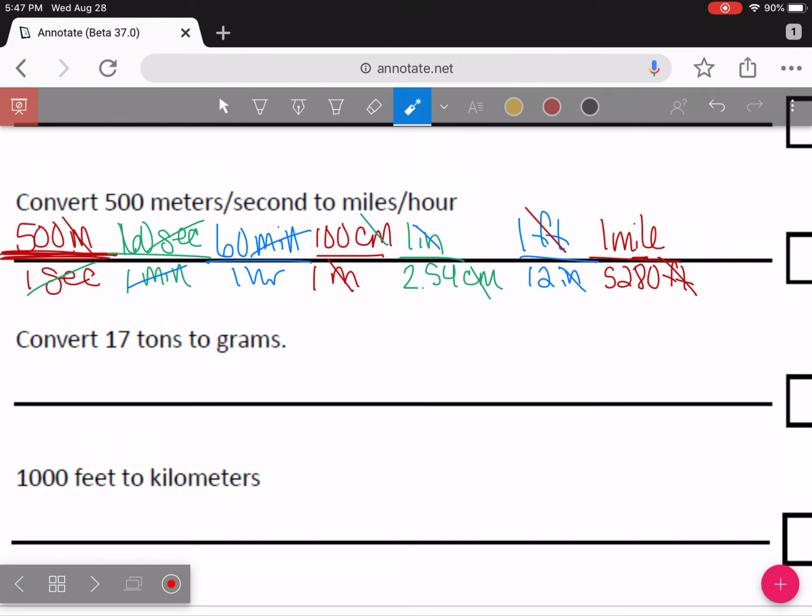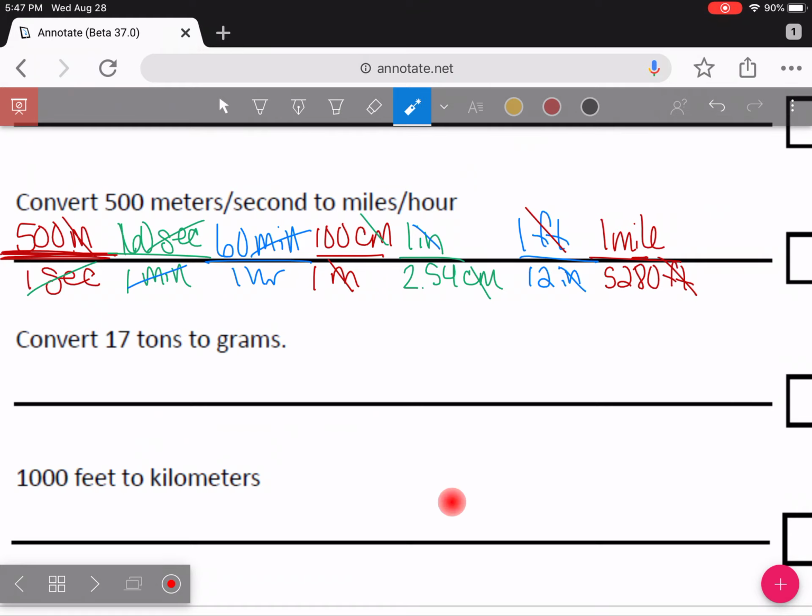And then if we look at our units, we find the units that didn't cancel out. There they are, miles. And then let's see on the bottom, the only unit that didn't cancel out on the bottom is hour. So our final answer is going to be in miles per hour.